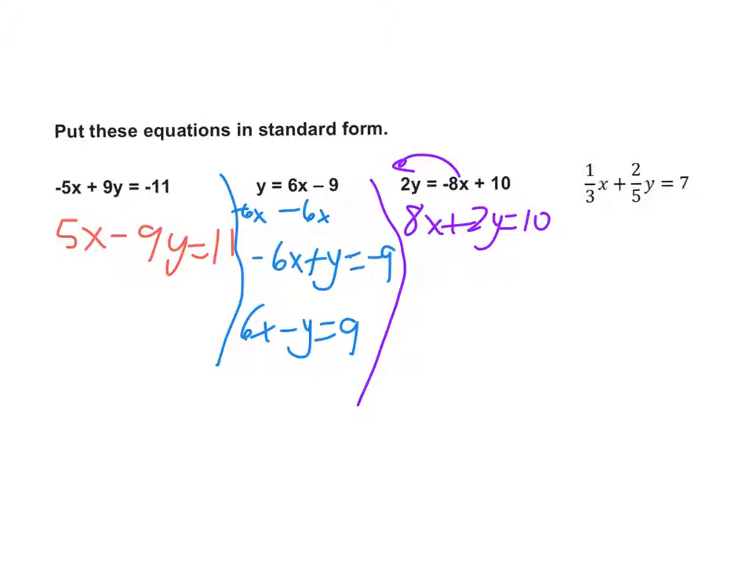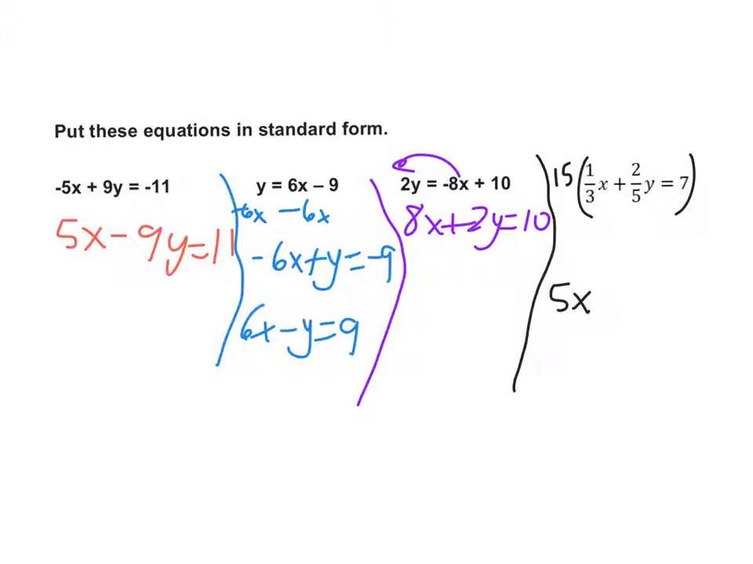Now we got to talk about the last one, because the last one's a little trickier. I've taught you how to get rid of fractions. Do you remember? What do I have to multiply through by? The common denominator. What is the common denominator? 15. So if I multiply everything by 15, what's 15 times 1/3? 5. So this is 5x.